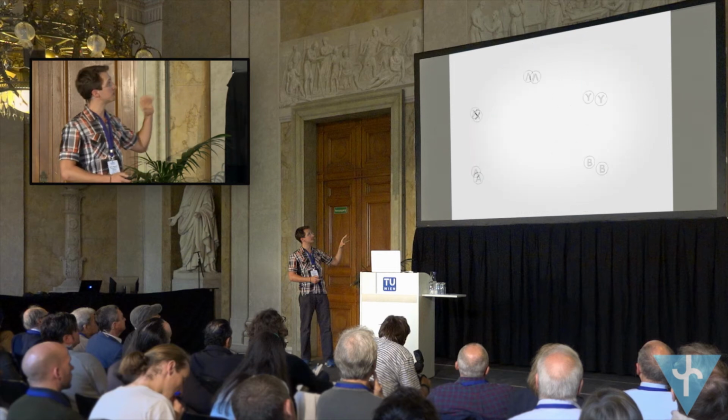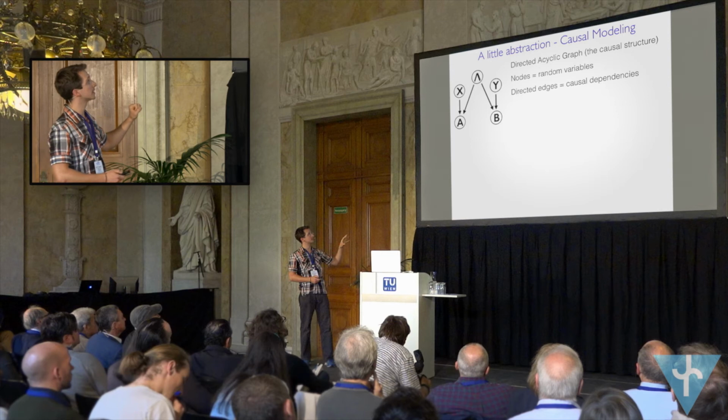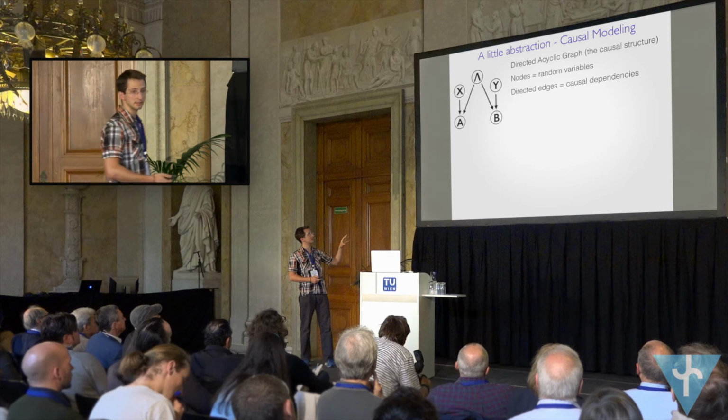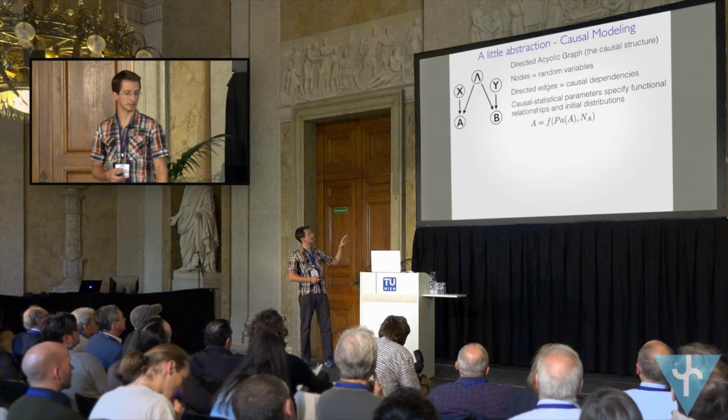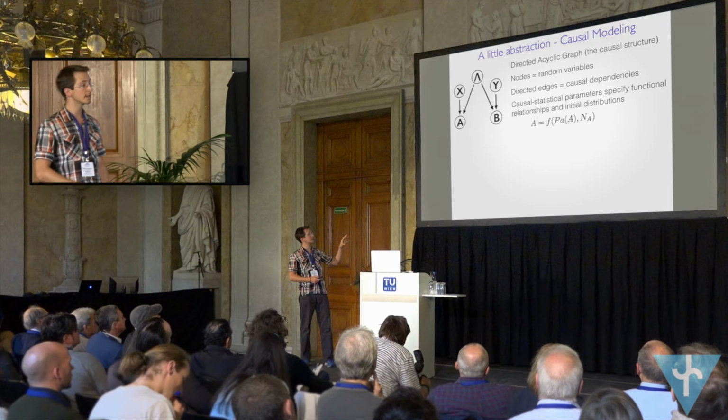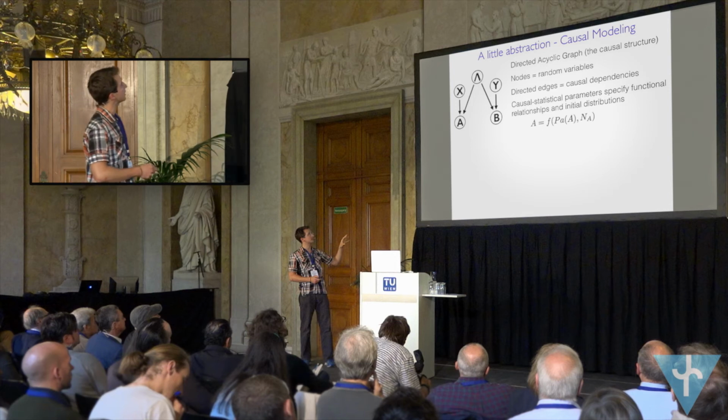Right? And now we put them in a causal graph. So we have this directed acyclic graph where the nodes are random variables, and the directed edges represent causal dependencies. And then we've got causal statistical parameters, which specify how our variables depend on their graph theoretic parents. The graph theoretic parents are quite intuitive. If you look at the variable A, the parents are x and lambda. So all the errors that come in.